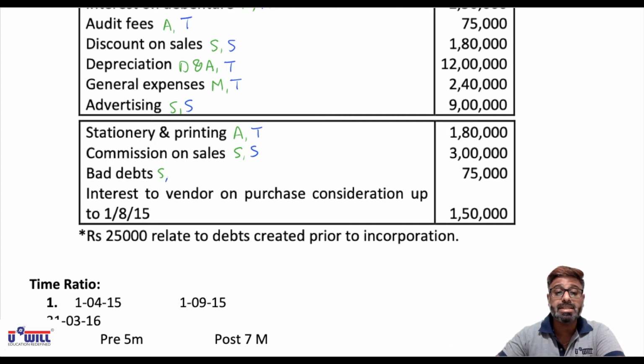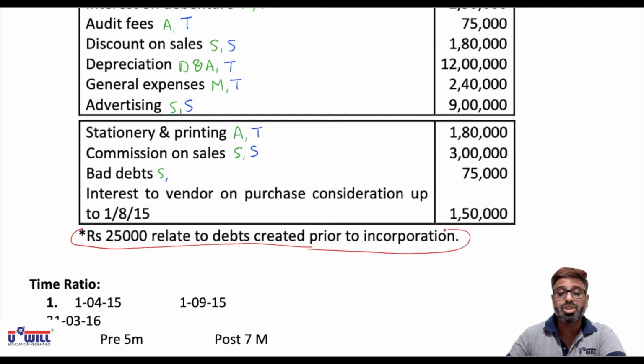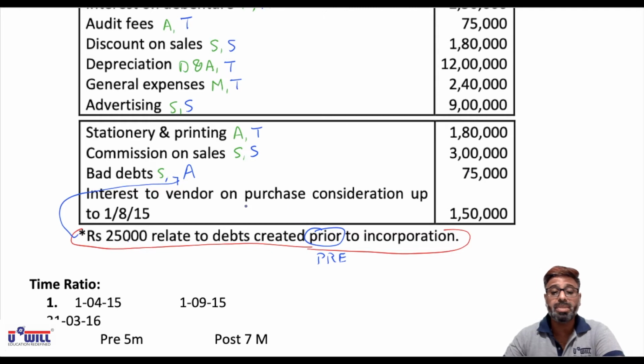Normally we do it on sales basis, but look at the note. 25,000 relate to bad debts created prior to incorporation, clearly given. So because of this note, we will take on actual basis. Out of 75,000, 25,000 will go to pre-incorporation period and the remaining 50,000 is related to post-incorporation period. Normally it's a selling expense, and we'll take on actual basis because of this information given in bracket.